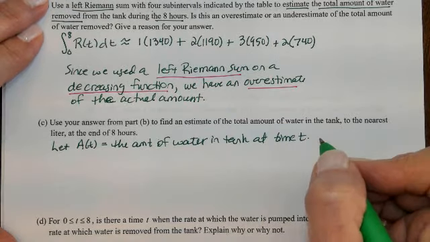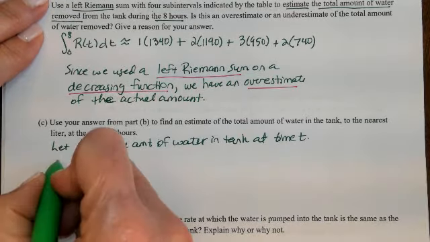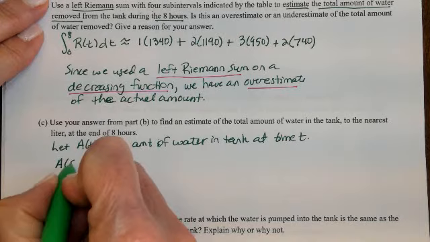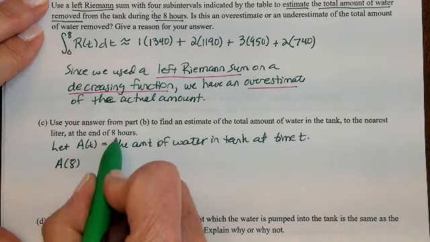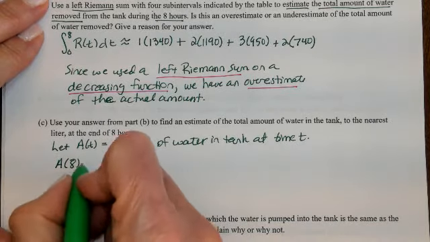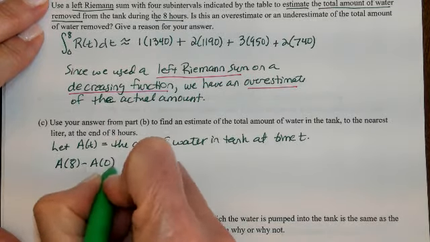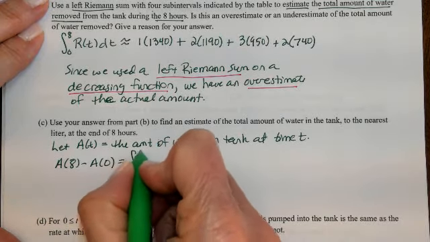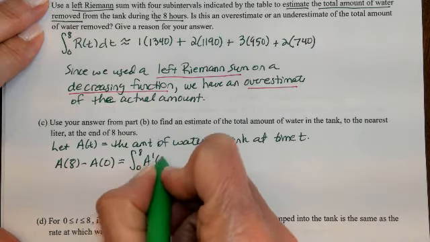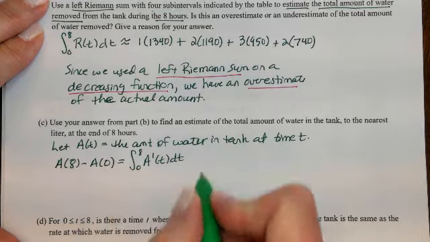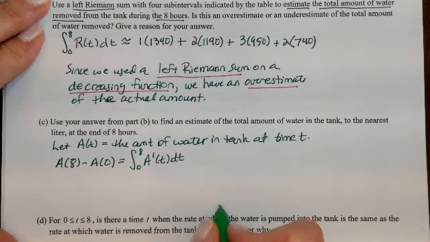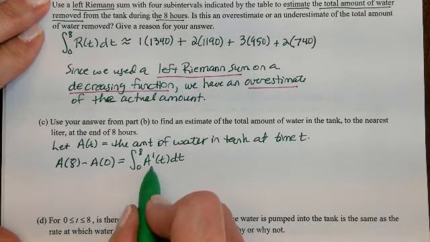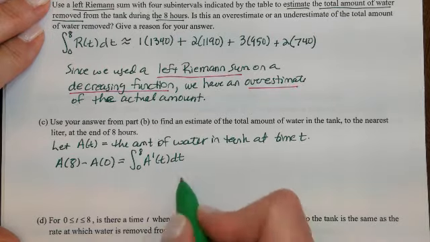So A will be in liters, right? So I can say that A of 8, that's the amount at the end of 8 hours, minus A of 0 must equal the integral from 0 to 8 of A prime. Fundamental theorem. But A prime is my rate in minus rate out.